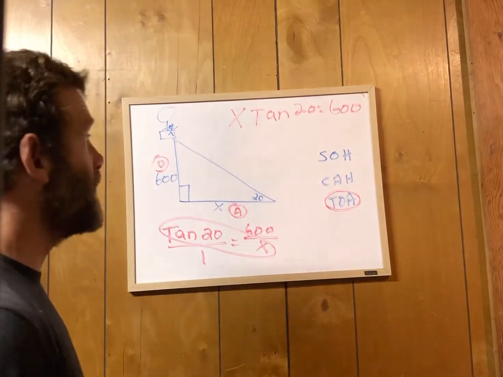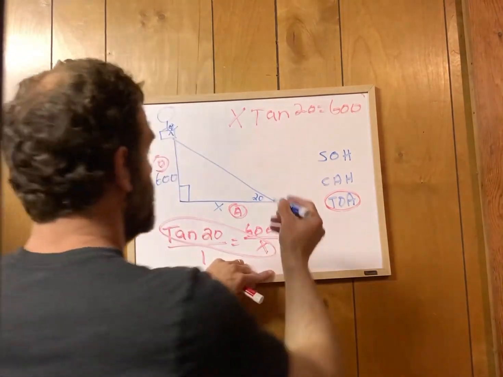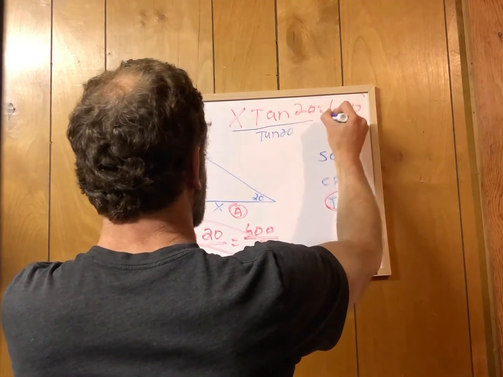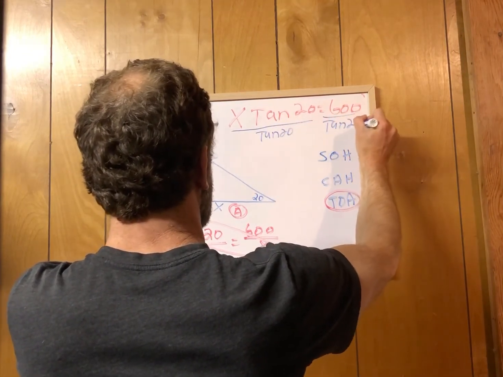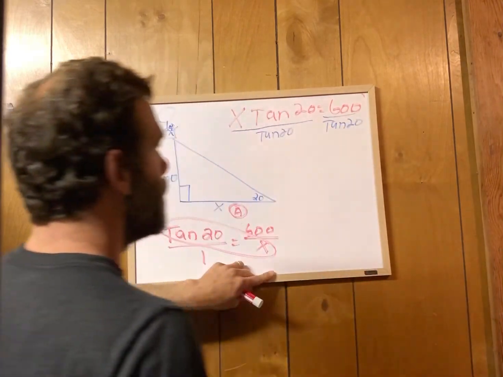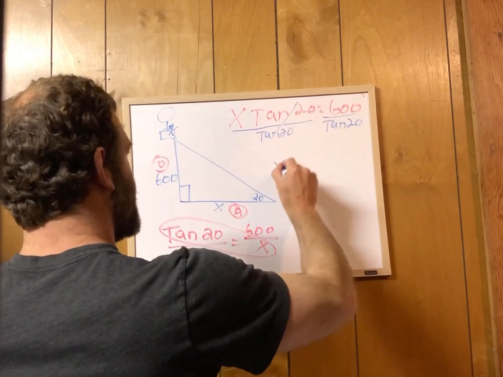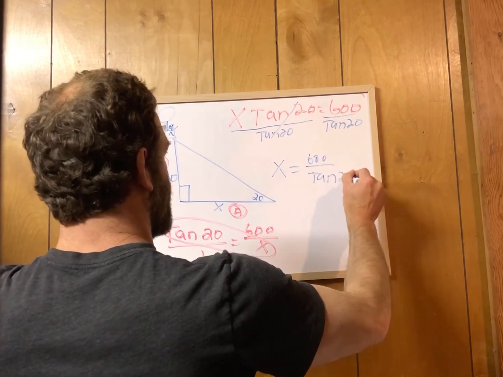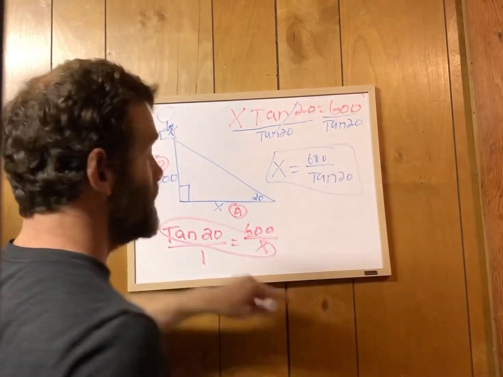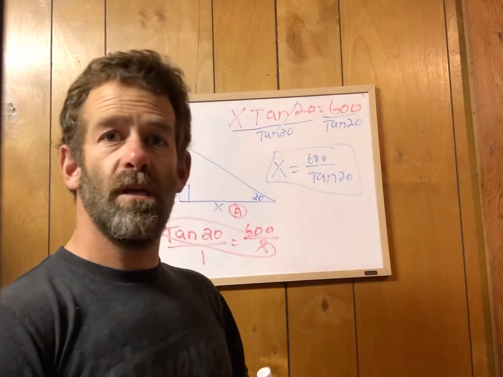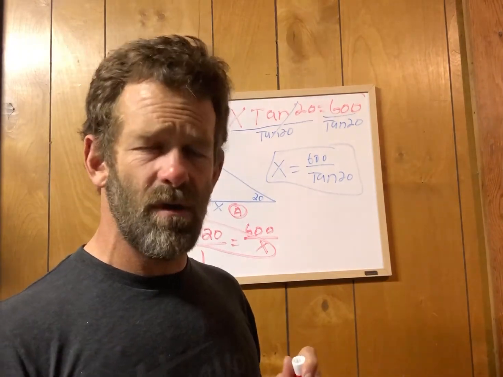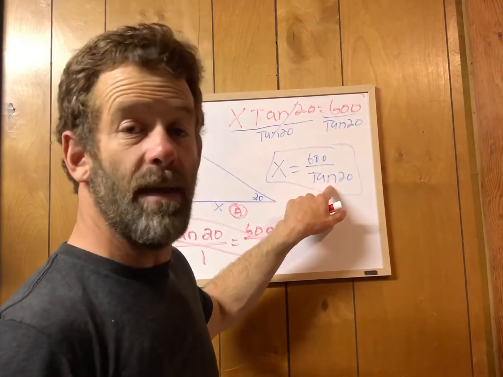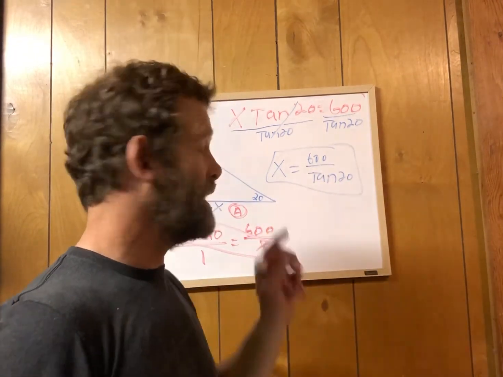Now, this is the weird one where you actually do have to take one more step. So if you divide everything by tangent of 20 on both sides, this cancels out. X equals 600 divided by whatever the world tangent 20 is. This is what you have to plug into your calculator. So it would be 600 divided by, if you're using your phone or a simple calculator, 600 divided by 20, press the tangent button, but make sure you press equals afterwards. Make sure it's in degrees.